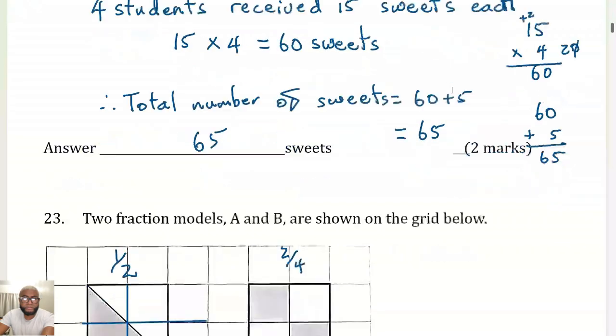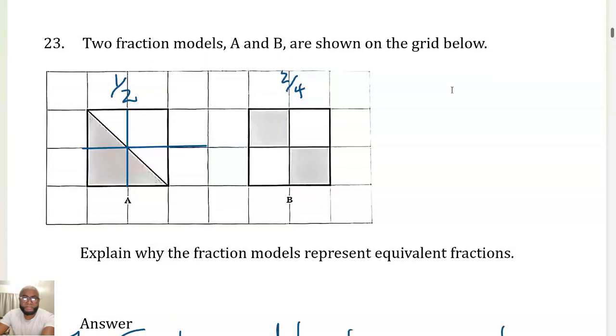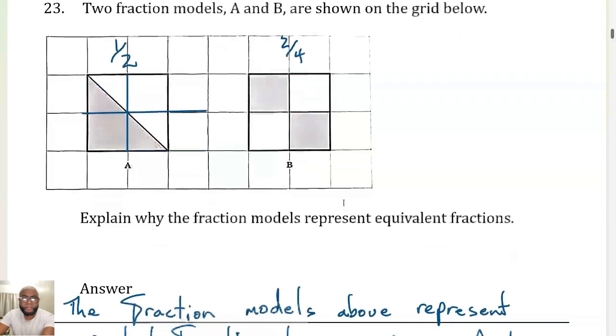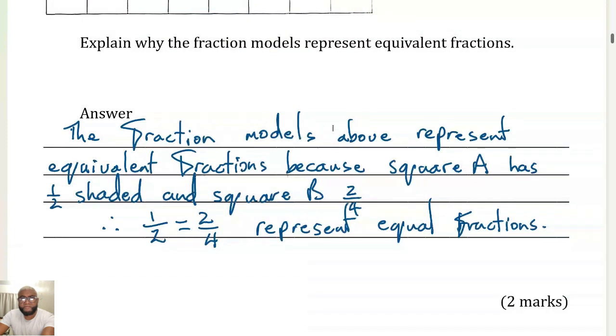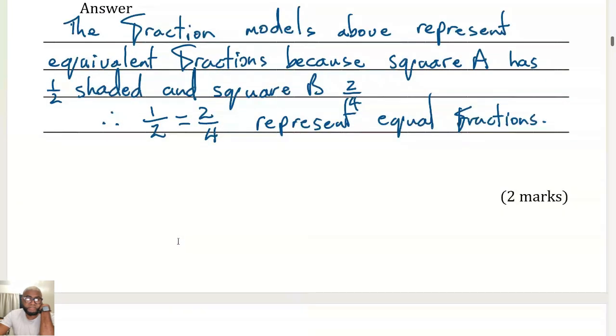Scrolling down, we have 23. All right, so I have some writing here. This is 1/2, this is 2/4. Explain why the fraction models represent equivalent fractions. And then we have the answer down here. The fraction models above represent equivalent fractions because square A has 1/2 shaded and square B has 2/4 shaded, which means, well, a half is equal to 2/4, so they represent equal fractions.